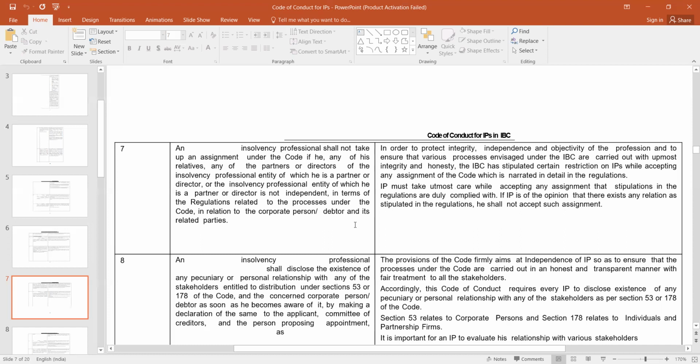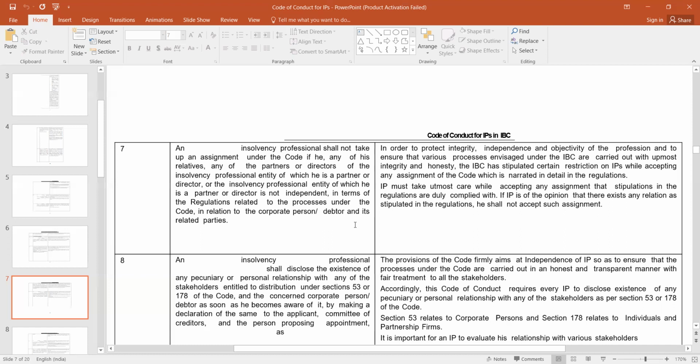present there. So in order to protect the integrity, independence, and objectivity of the profession, and to ensure that various processes envisaged under the IBC are carried out with utmost integrity, IBC has stipulated certain restrictions on IPs. So there are restrictions on the appointment of professionals and appointment of IP also. So you have to take utmost care while accepting the assignment that stipulations in the regulations are duly complied with. And if you are of the opinion that there exists any relations as stipulated, you should not accept that assignment.